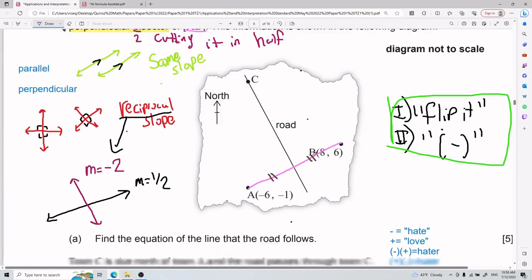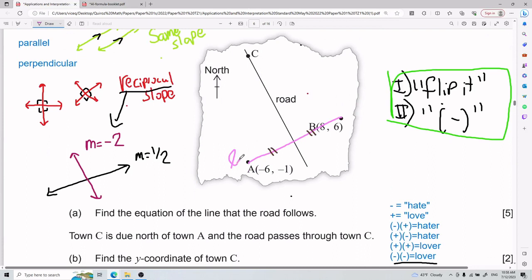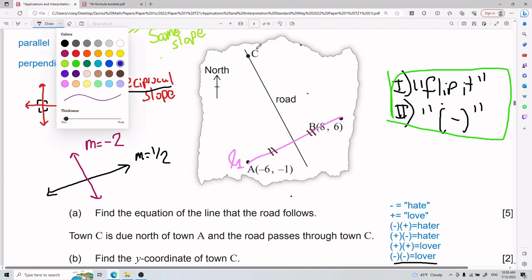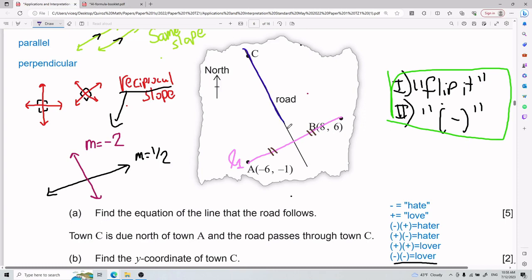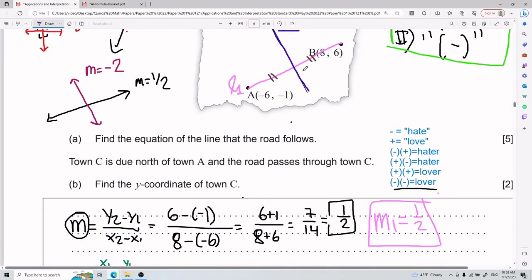All right. I'm just going to call this my line 1. The thing in pink is going to be line 1. That is my slope. So, what does that tell me about line 2, which is going to be in blue? The route is going to be L2. What does that tell me about the slope of L2?